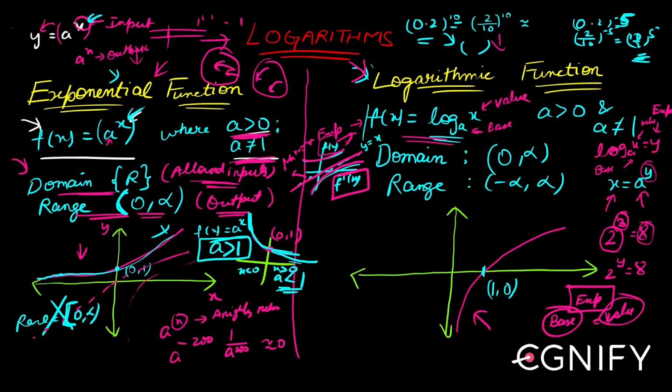So its domain is 0 to infinity. That means the value, this x that I give, can't be negative, right? So whenever I have function y equal to log x base a, x can't take negative values, it has to take positive values only. Also the range. The possible outputs are anything between minus infinity to infinity.